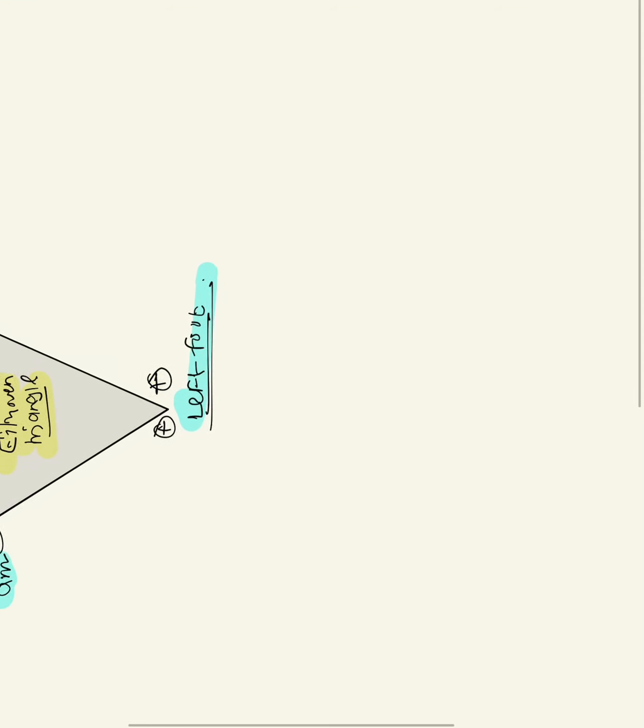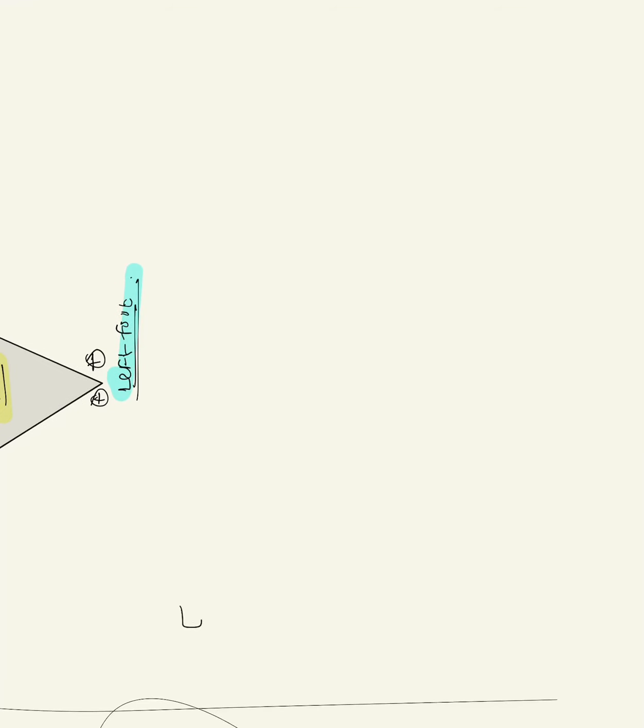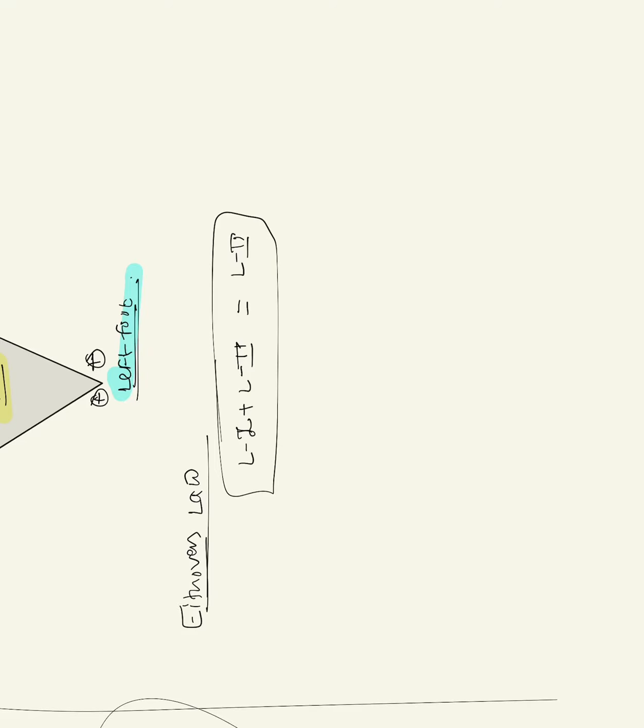Now Einthoven's law. What is Einthoven's law? Einthoven's law suggests that L1 plus L3 is equal to L2. Get my point? L1 plus L3 is equal to L2. So this is Einthoven's law. Very important for your exams. Just remember it.